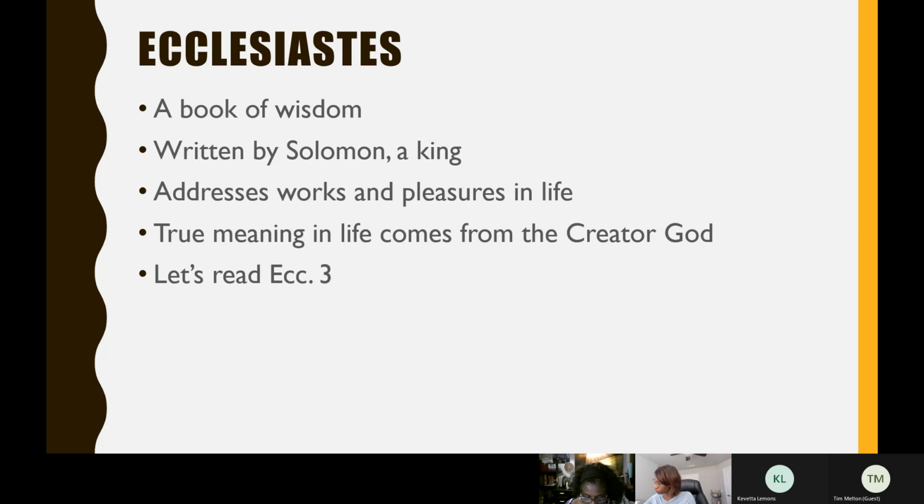gather them, a time to embrace and a time to refrain from embracing, a time to search and a time to give up, a time to keep and a time to throw away, a time to tear and a time to mend, a time to be silent and a time to speak, a time to love and a time to hate, a time for war and a time for peace.